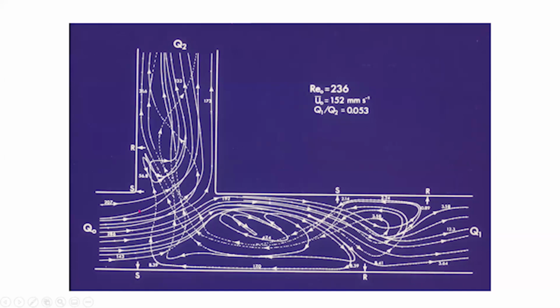Here's another branch, a right angle branch with a higher flow rate off to the side than further going on downstream. And these velocity measurements show flow separation in the daughter tube and especially in the parent tube downstream of this junction.